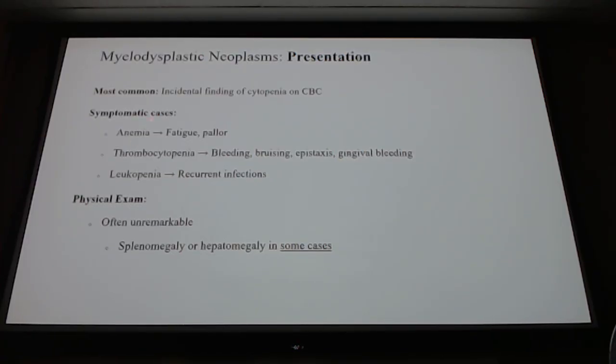Thrombocytopenia, right? Low platelets, they're going to have bleeding, bruising, nosebleeds, gingival bleeding, right? They're brushing their teeth. They cut themselves and it doesn't stop as quick as it used to. Leukopenia, recurrent infections. Physical exams often unremarkable. Sometimes you may see splenomegaly or hepatomegaly, right? But that can be masked by other things too. If they're obese, you may not be able to find that on a physical exam.